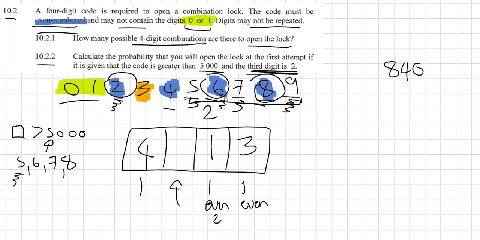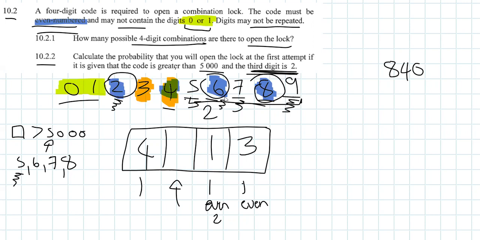It can be a 3. Hasn't been used. 2, an even number, has been used as a 2. 1 even number is used on the end. So this is an interesting case. Like, it could be a 4 if the 6 or the 8 was used.